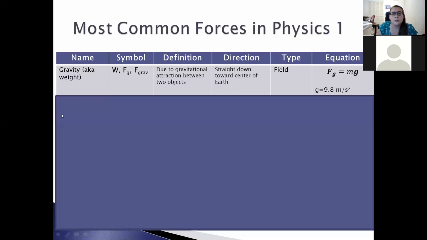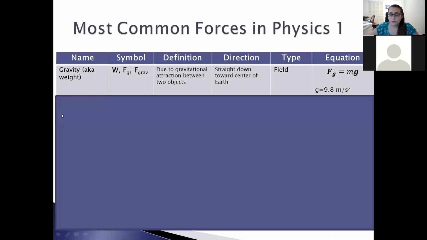So this force is due to the gravitational attraction between two objects. Usually it will be between the Earth and some object. Could be between the Earth and the Sun, or two planets, or you and a textbook or whatever, any two objects. If we're talking about the Earth, which is the most common object that we'll be talking about, then the direction of it is straight down towards the center of Earth. But if it's like you and the person next to you, then the direction would be in the direction of the two objects, connecting those two objects together.